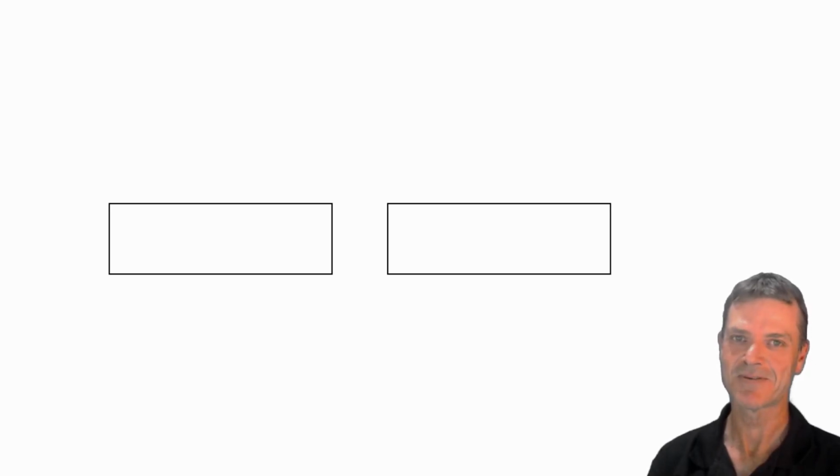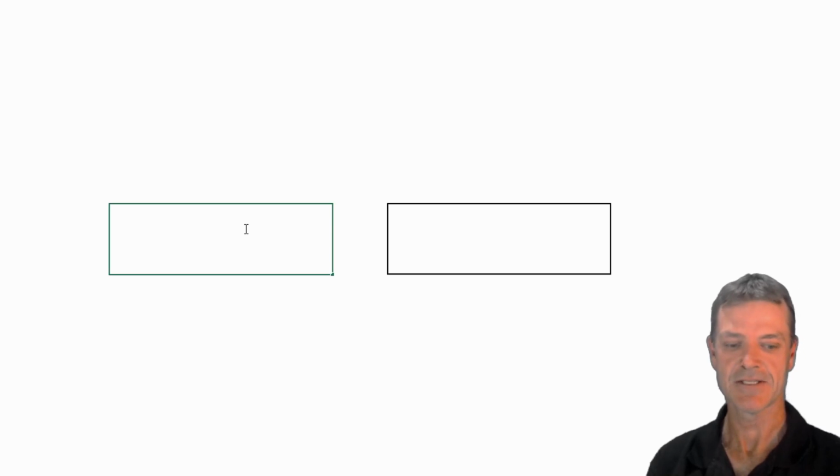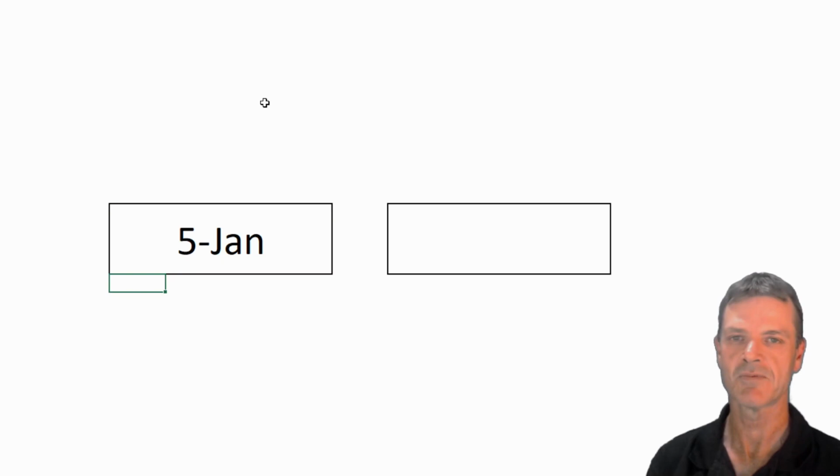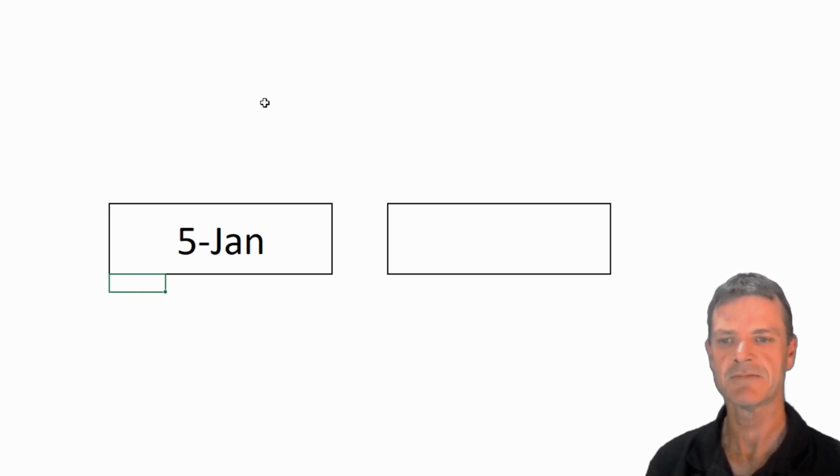Has this happened to you before? You go to any cell, enter a number, and it shows up as a date. And you're scratching your head wondering, why is it showing as a date? I entered a number, it should be showing the number 5. Just like if I put 5 in this cell, it shows as 5.